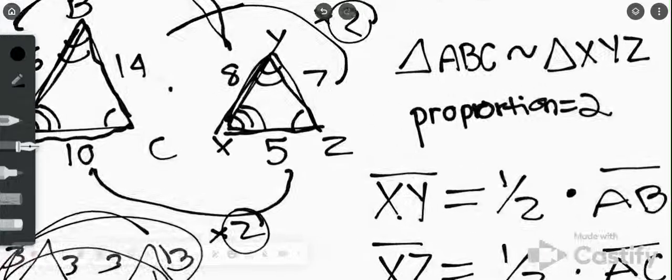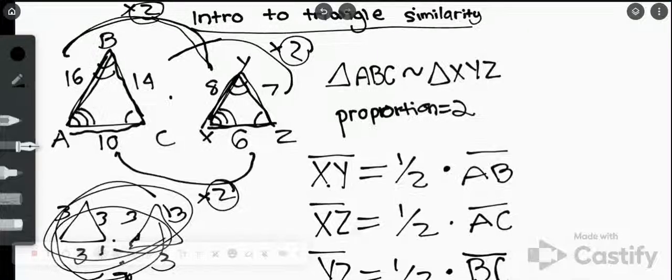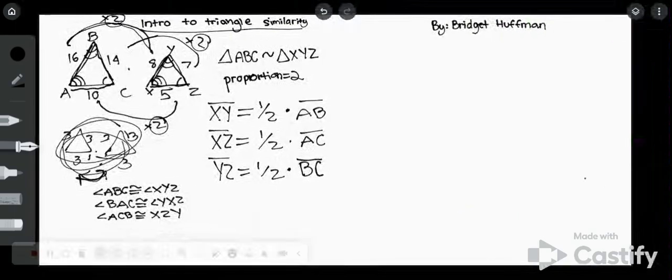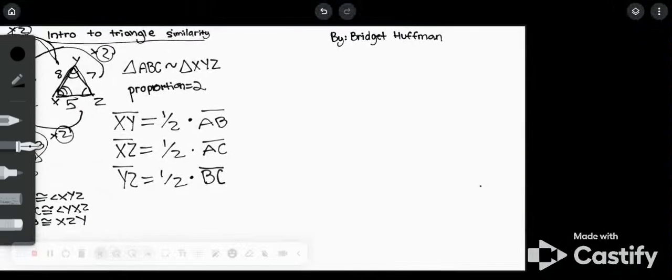Say if this 5 became a 6, these would not be similar. But if it was a 5, then they would be similar. So we should make sure that we're checking all of our sides. And thank you.